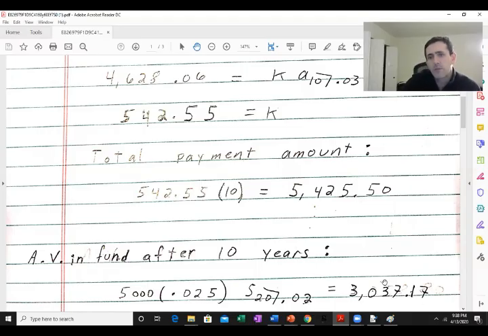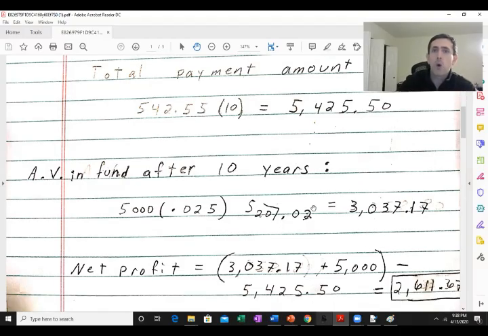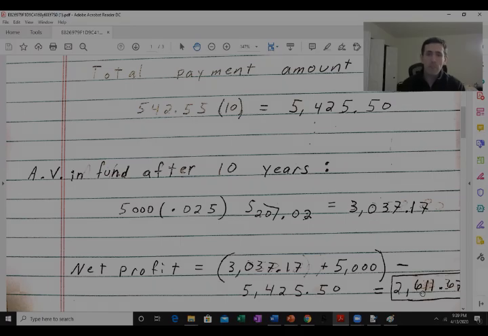So this becomes $3,037.17. So your net profit is going to be this amount, how much you have in the fund at the end of 10 years, plus 5,000, you get your face value back, minus the total amount of money you've paid to pay off this loan. So the total profit you've made from the scheme, not time valued, is $2611.67. Okay.